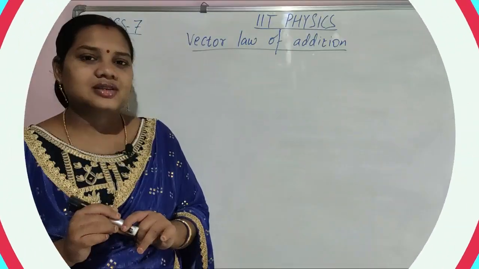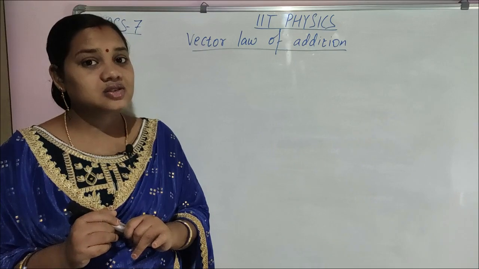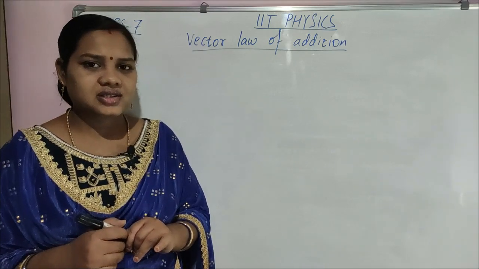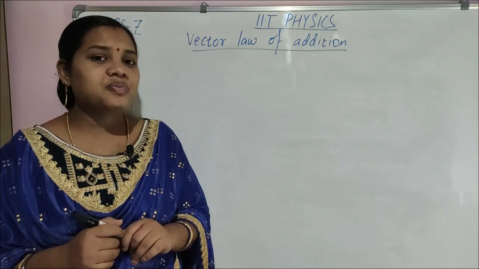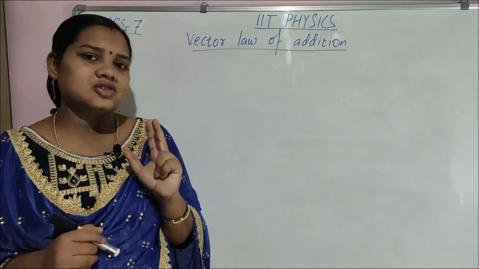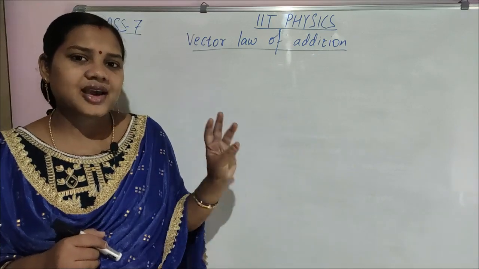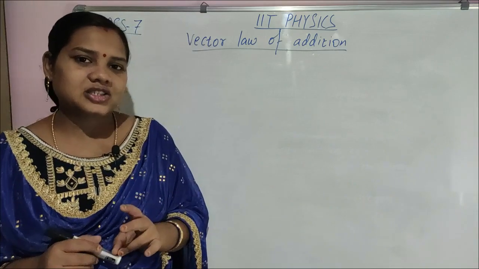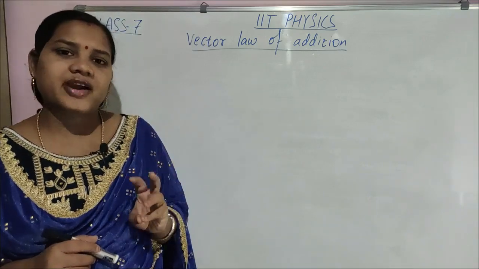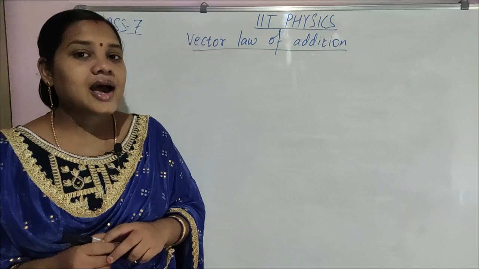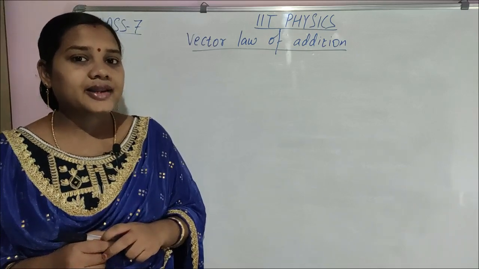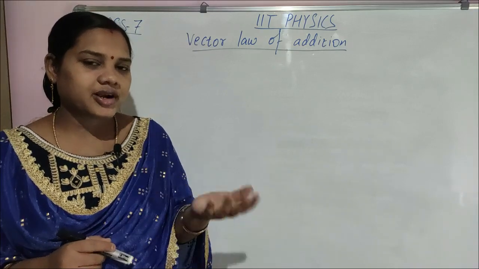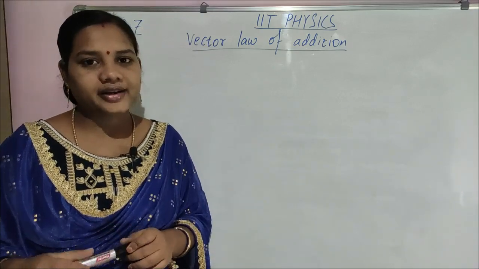So next, what is the vector law of addition? We saw the basic rules of vector addition in the first class. Then in the second class we saw that there are two laws of vector addition. First is the triangular law of vector addition and second is the parallelogram law of vector addition. The triangular law we already discussed, and today we will see the parallelogram law. But first we will revise the triangular law of vector addition.